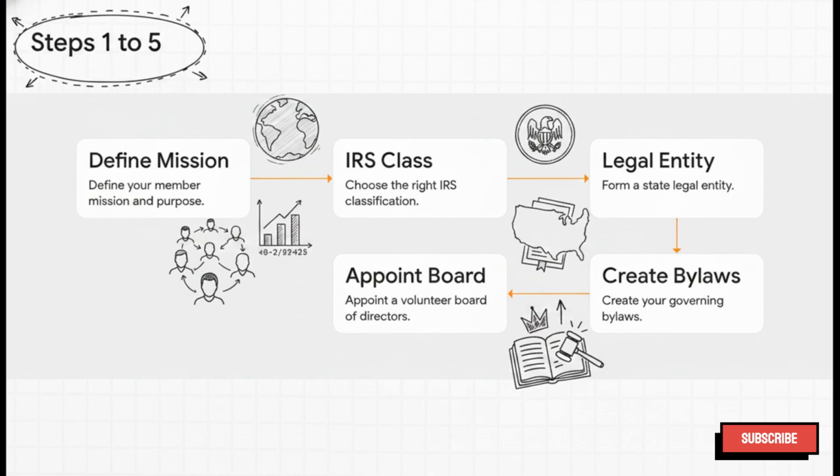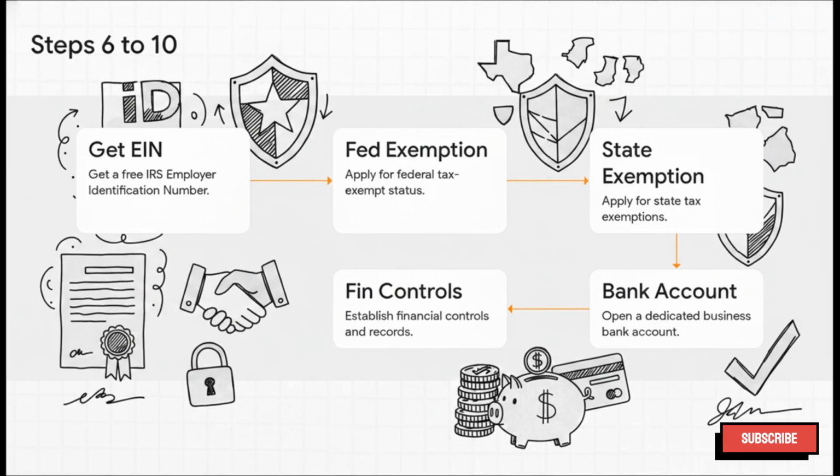These are the folks who will help lead the charge and make those big decisions. So, let's look at the second half of our roadmap, where you build your organization's financial foundation. Step 6 is getting your free employer identification number from the IRS. You can think of it like a social security number for your group.